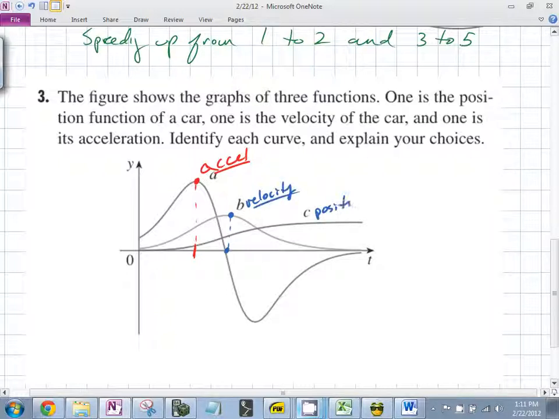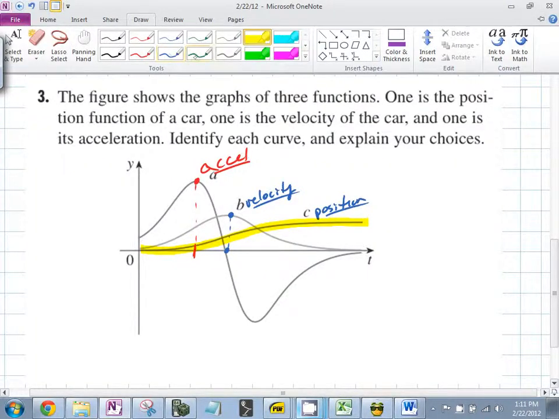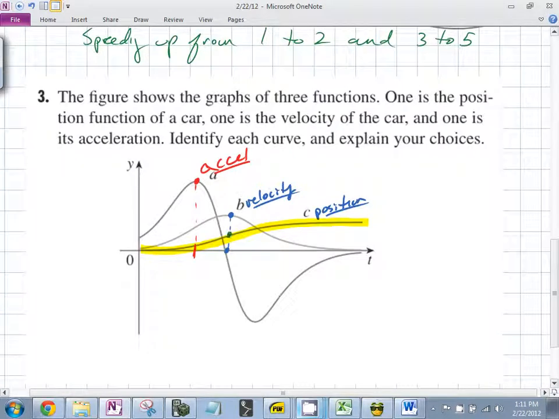So what else can we do for analysis just to see if that is actually true? If this is the position, what's the slope always look like it is? It's always positive. It gets steepest, where does it get steepest? It looks like it gets steepest right there. And is that the highest the velocity gets? Yeah. So does this work? It does work. It works nicely.